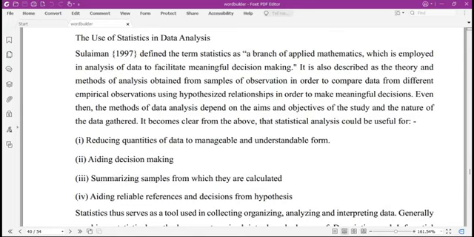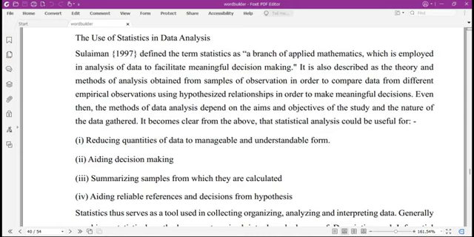Sulaiman defined the term statistics as a branch of applied mathematics which is employed in analysis of data to facilitate meaningful decision making. So it helps you to facilitate your decision making. It is also described as the theory and methods of analysis obtained from samples of observation in order to compare data from different empirical observations using hypothesized relationships in order to make meaningful decisions.